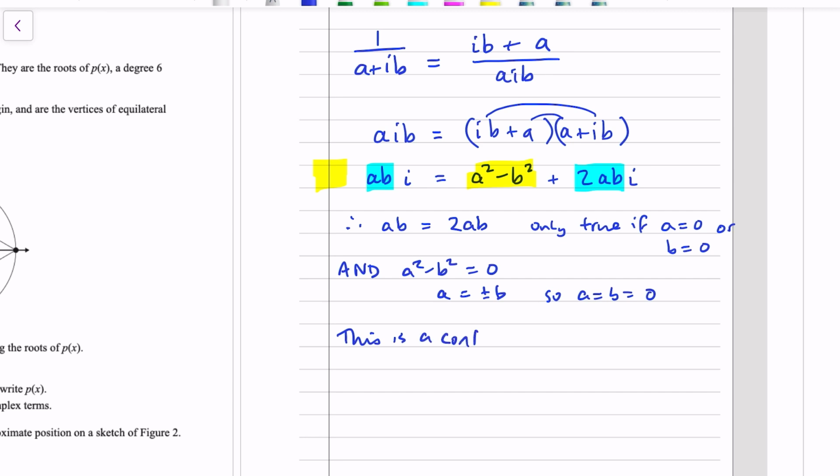This is a contradiction because A and B can't be 0.